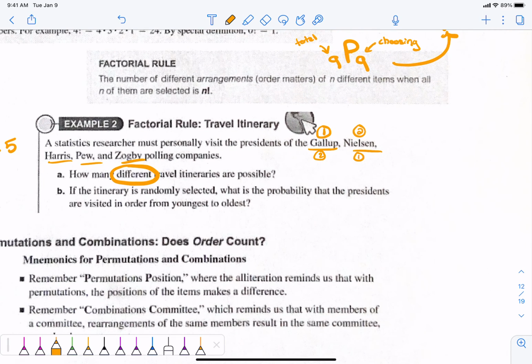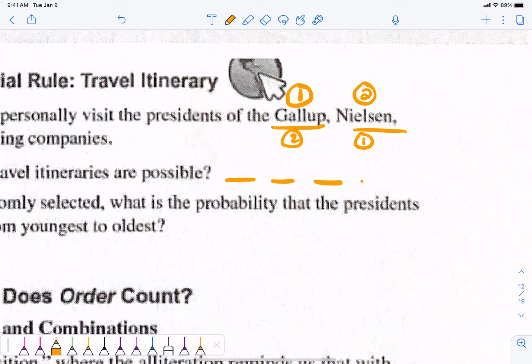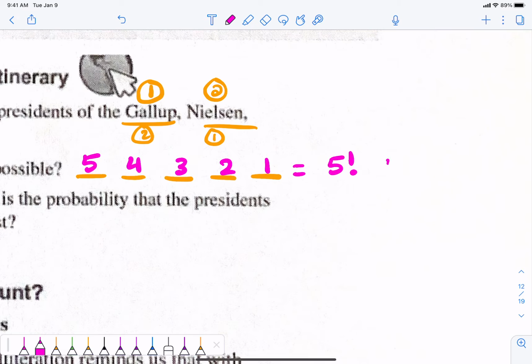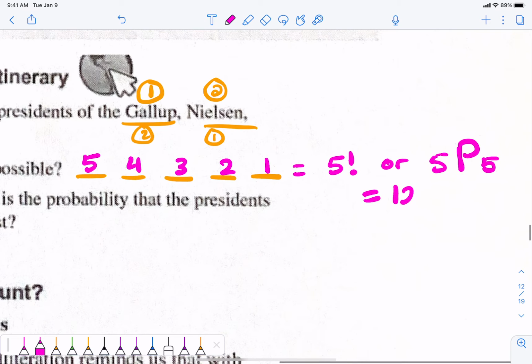So how many different itineraries are possible? I have 5 different places that I can go to. 1, 2, 3, 4, 5, right? I kind of write this like the passcode. How many places can I choose to visit first? 5. How many places can I visit next? 4, 3, 2, 1. So you can enter that in as 5 factorial, or you can go 5P5, right? And that is how many? 120. 5 factorial is 120. There's 120 different combinations of those cities together that I could do, 120 different itineraries that I can choose from. If we only have 5 cities or 5 companies to go to, there's that many choices.